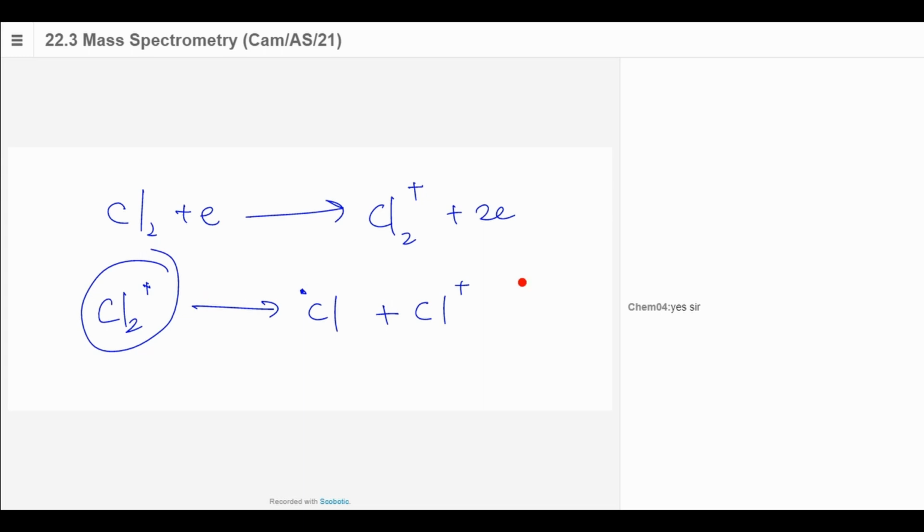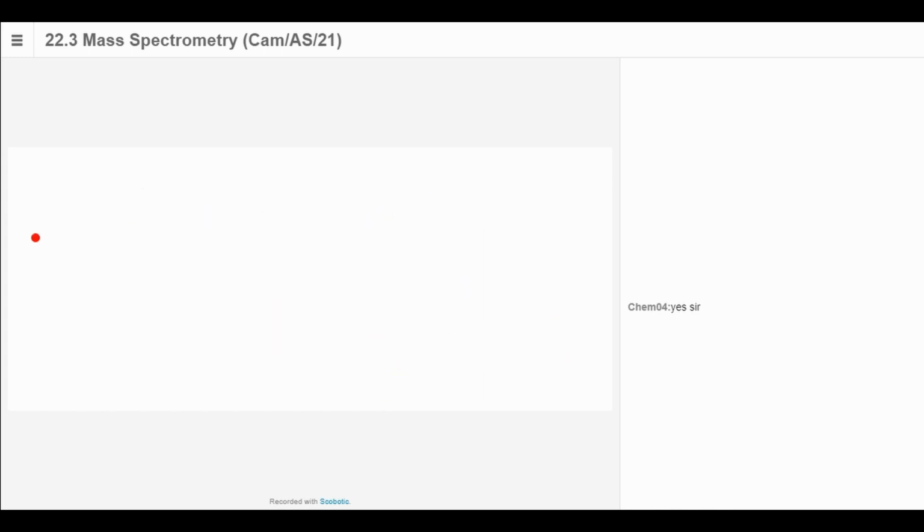So the fragmentation occurs because the molecule ion is unstable. But some of the molecule ions, before they undergo fragmentation, are accelerated, deflected, and detected, right? So that gives a molecule in the mass spectrum a bit more complicated series of peaks.